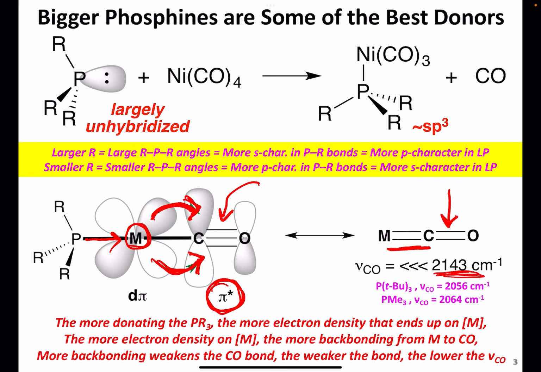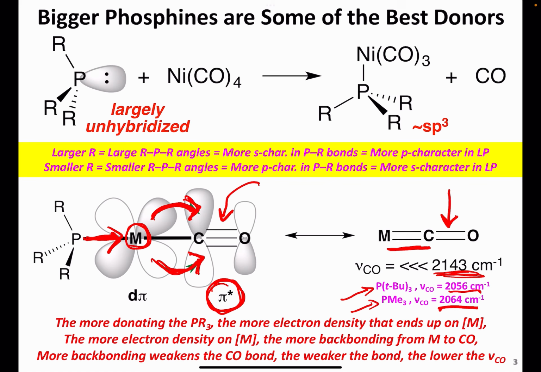The more it starts to look like a CO double bond, the more the CO stretching frequency will drop. And you can see that in tritert-butylphosphine, it drops to 2056. In trimethylphosphine, it doesn't drop as far, it drops to 2064. And this is because tritert-butylphosphine is dumping so much electron density on the metal center that it is facilitating a large degree of back bonding. The more back bonding you get, the more the MC bond starts to look like a double bond. Well, if the MC bond looks more like a double bond, the CO bond must look more like a double bond, and that's going to result in a drop in the CO stretching frequency.